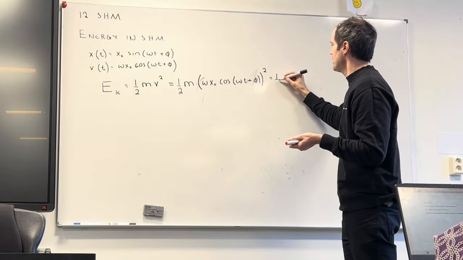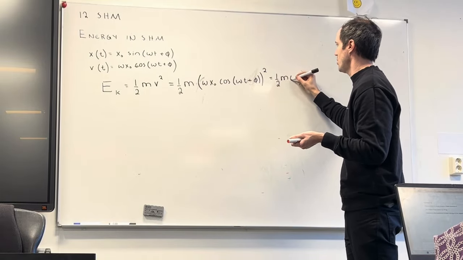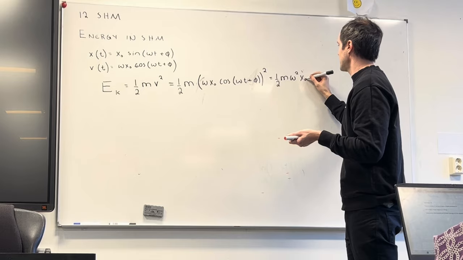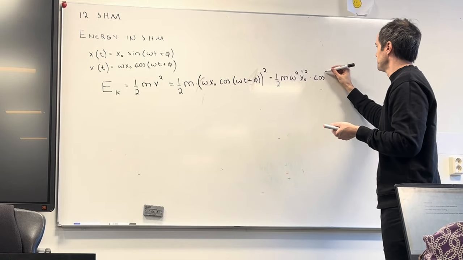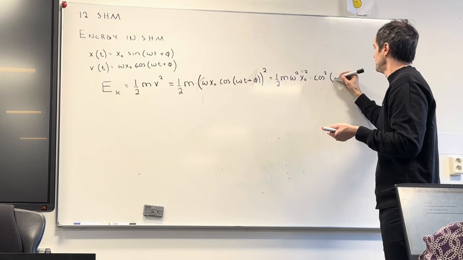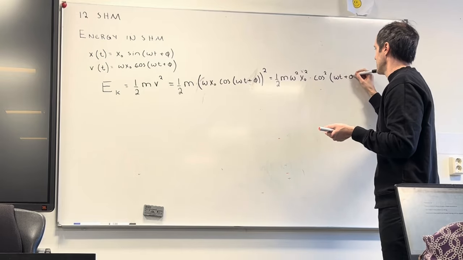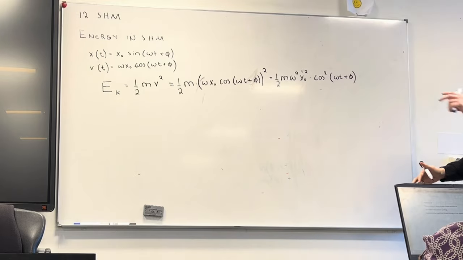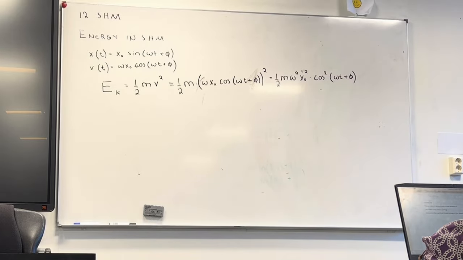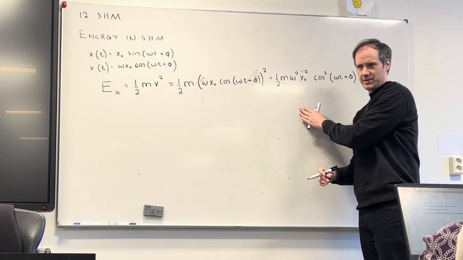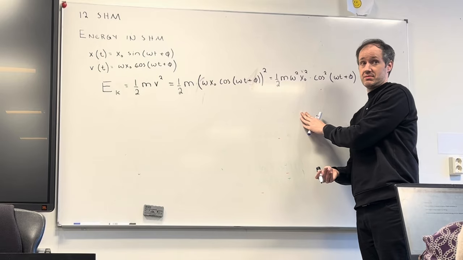So that's 1/2 times mass times omega squared times maximum displacement squared times this cosine of omega t plus the phase difference, squared. When we square a cosine function, we have cosine squared and then the angle. All right, so that formula you'll not see in the formula booklet. A better one will be in the formula booklet, but that one takes some time to derive.